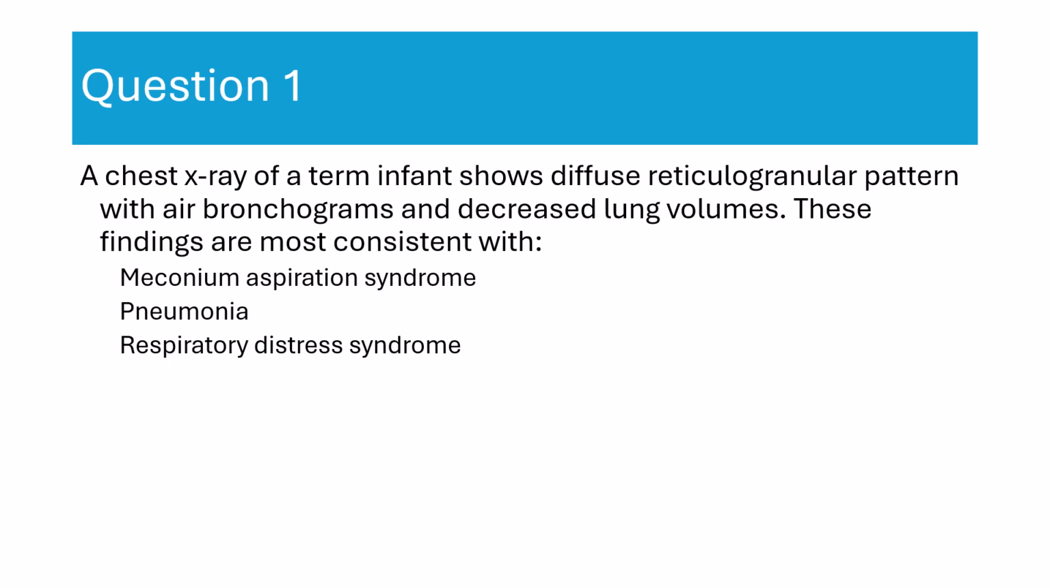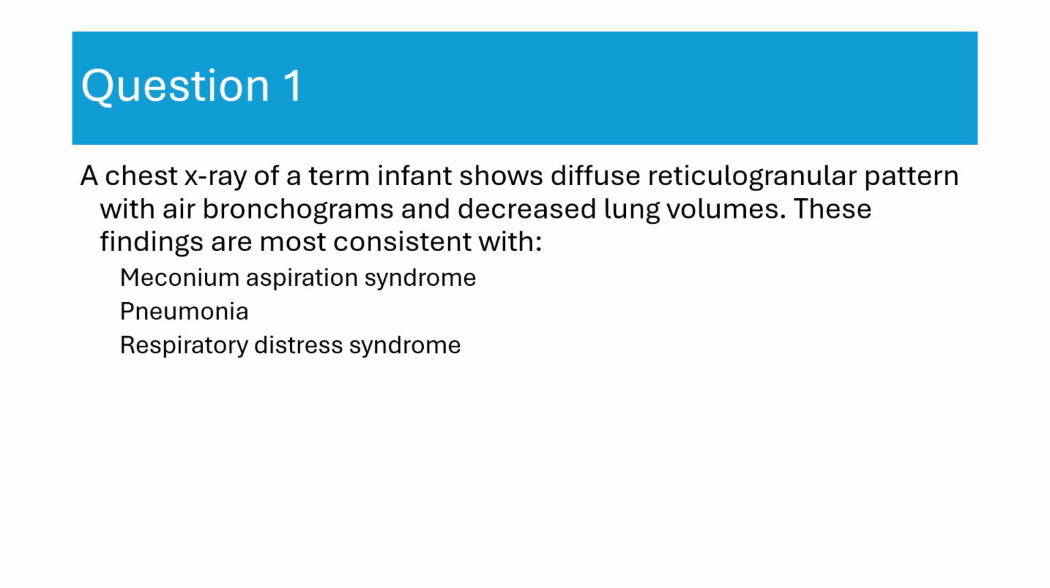A chest X-ray of a term infant shows diffuse reticulogranular pattern with air bronchograms and decreased lung volumes. These findings are most consistent with meconium aspiration syndrome, pneumonia, respiratory distress syndrome. This question is testing your ability to recognize classic radiographic patterns of neonatal respiratory conditions. The correct choice is respiratory distress syndrome.